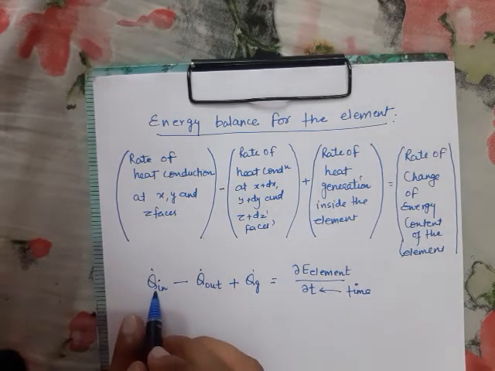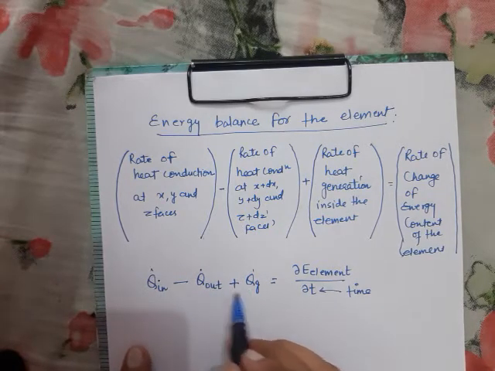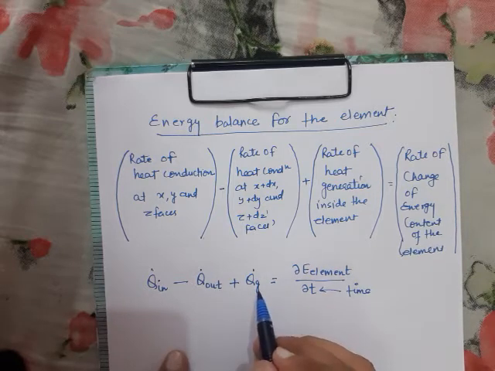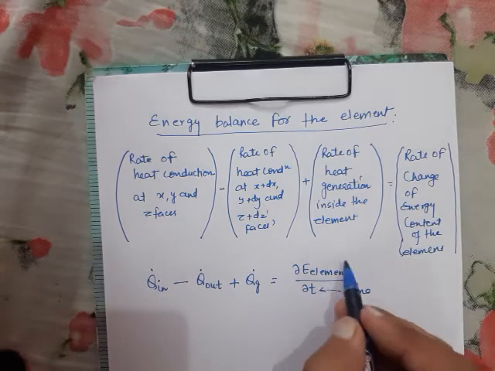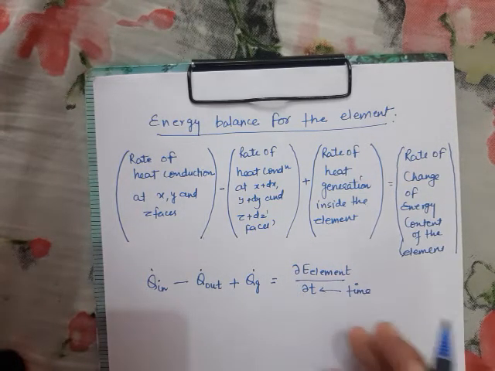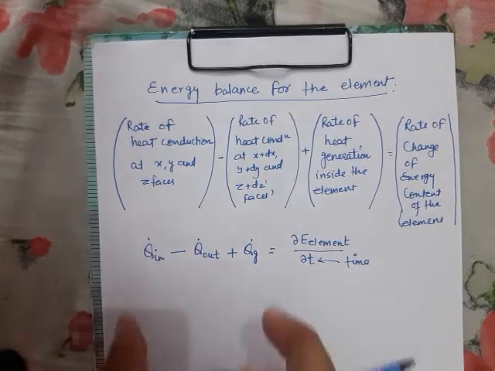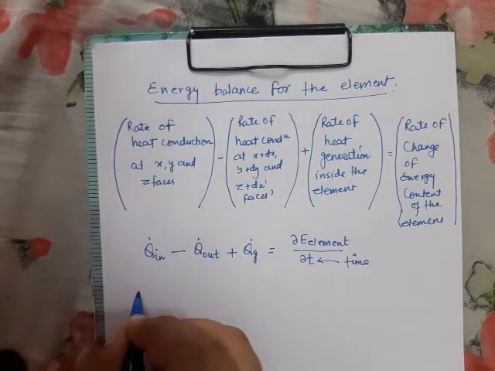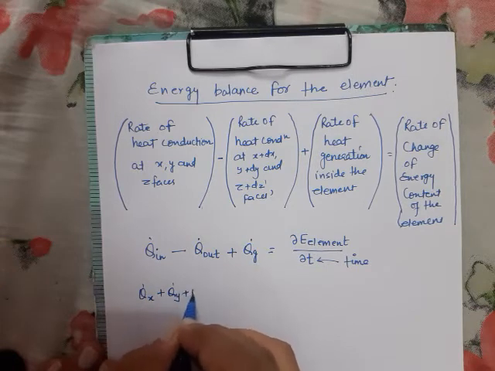So this is the rate with which energy is entering the control volume. This is the rate with which energy is leaving the control volume. This indicates the rate of heat generation within the element. The algebraic sum of these three quantities must be equal to the rate of change of energy content of the element. This is simple energy balance. Now we need to derive each of them separately, or I can write now, please note, Q in is equal to Q dot x plus Q dot y plus Q dot z.